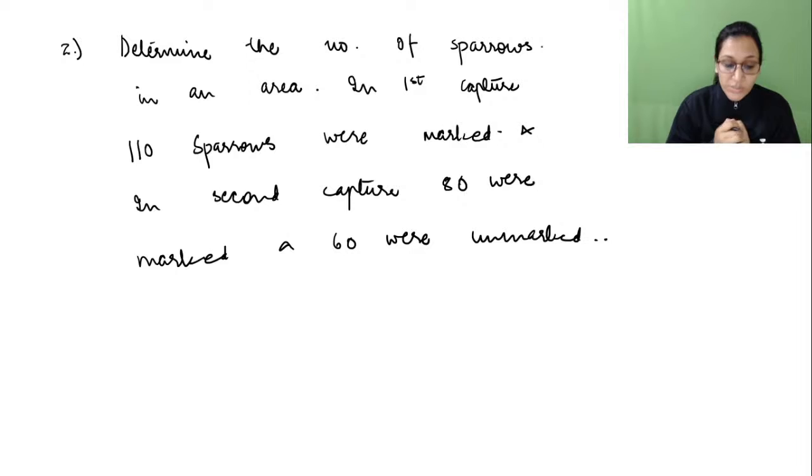This type of question also I have seen. So determine the number of sparrows in an area. In first capture, 110 sparrows were marked, and in the second capture, 80 were marked and 60 were unmarked. In second capture, we got 80 were marked and 60 were unmarked. Now do this.